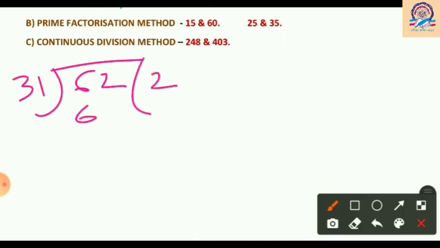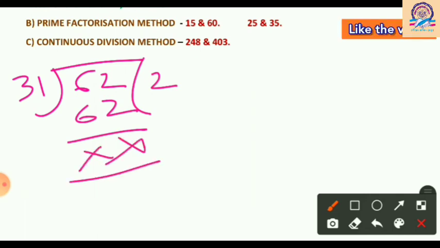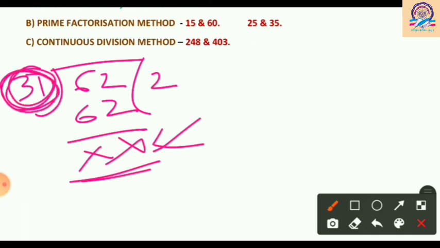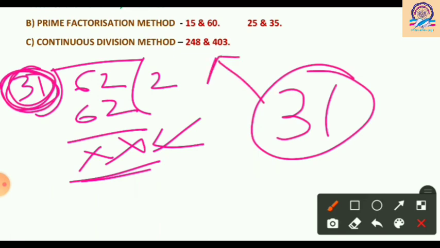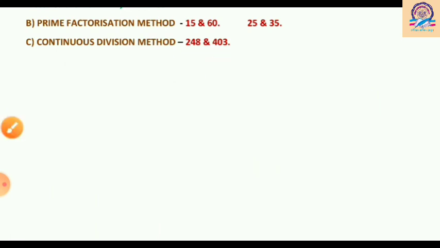31 twos are 62, and you will get 0. So we can see that the remainder is 0 here, and the last divisor was 31. It means 31 is the HCF of 248 and 403. In this way we have completed HCF using three methods: the factor method, the prime factorization method, and the continuous division method. I hope that you have understood all this very well, and now I have some questions for you.